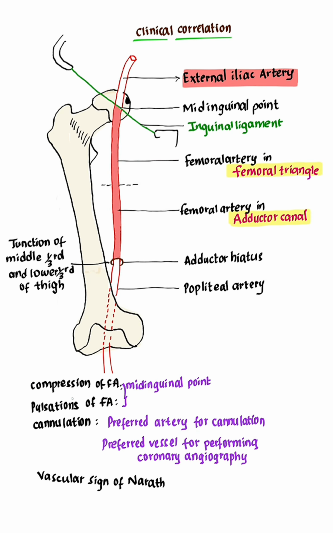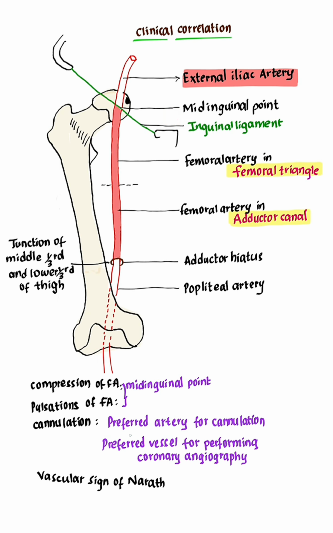Clinical correlation. Compression of femoral artery. Femoral artery is compressed at mid-inguinal point against the femoral head to stop bleeding from distal part of the limb. Pulsations of femoral artery. Femoral pulse is felt at mid-inguinal point against head of the femur.